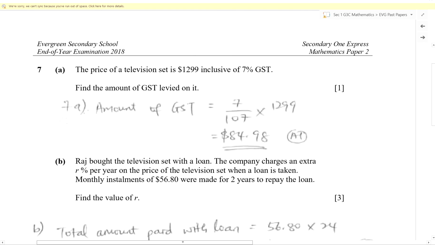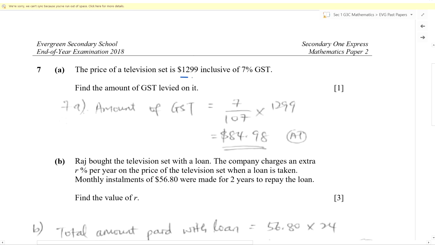Okay, now 7a, the price of a TV, 1299 inclusive. So it includes 7% GST, which means that this value refers to 107%, represents 1299. Okay, because the GST is always on top of the original price.